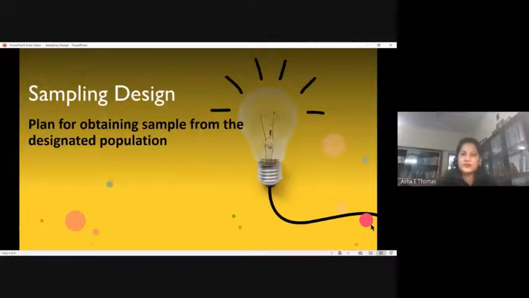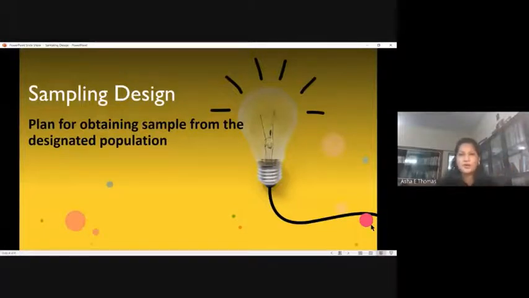Suppose I'm going with a census study, studying the entire units in the population. There is no point in me designing it, because maybe I can think about the methods which I will be using to collect my data. But there is no point in designing the different stages in collection of sample.